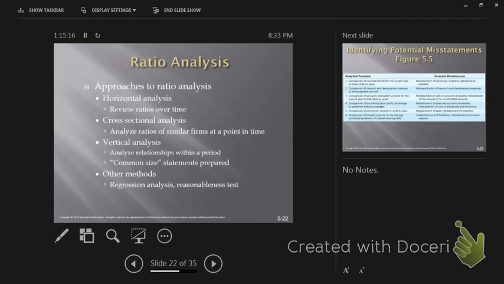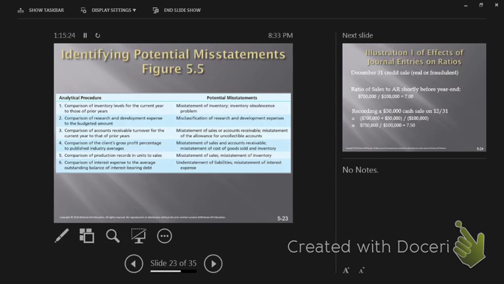Vertical analysis, yourself within yourself. Remember that one? You're comparing net income compared to sales. And then other regression and reasonableness tests. I love the word reasonableness because that's all in comparison to who's doing it. And there's your analytical procedures with your potential misstatement.